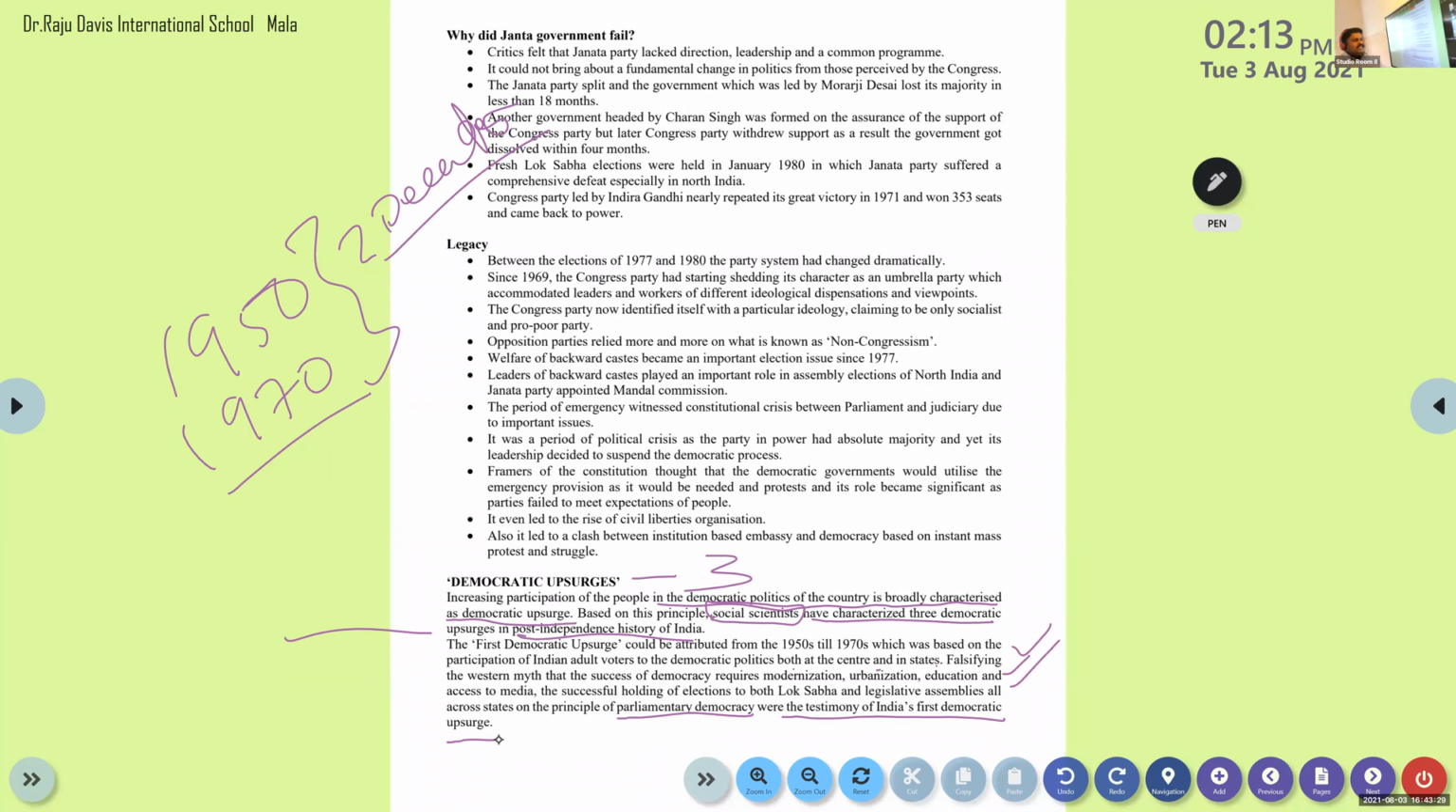So this activity, this first election on the basis of universal electoral franchise in India, is termed as the first democratic upsurge in India. That is between 1950 and 1970, two decades. Is that clear or not?